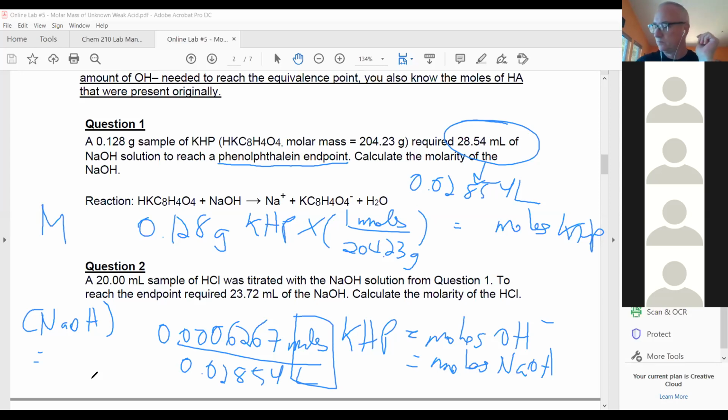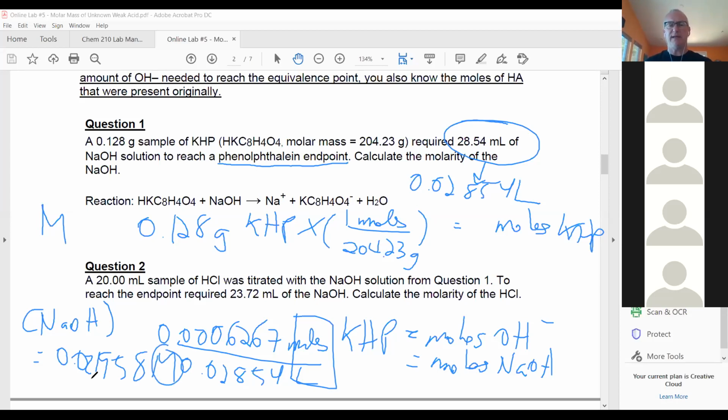I got 0.02196 molar. So that's an answer. And remember, we put the units in, molar.